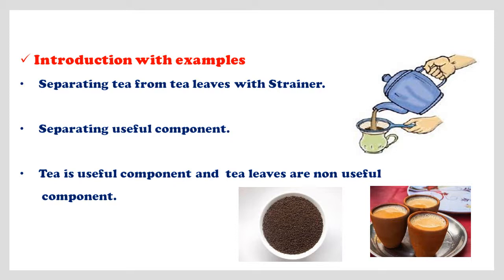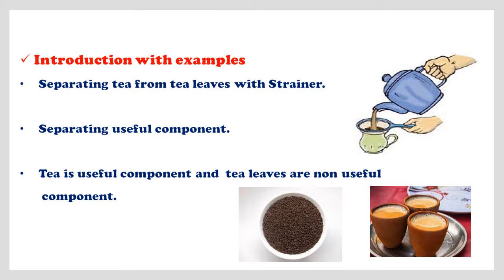That means separating useful component from non-useful component. Here we drink tea, correct? Tea is a useful component and we do not eat tea leaves because it is a non-useful component. We throw them away, correct? So that's why the first example is separating tea leaves from tea with the help of strainer. So have you understood this?